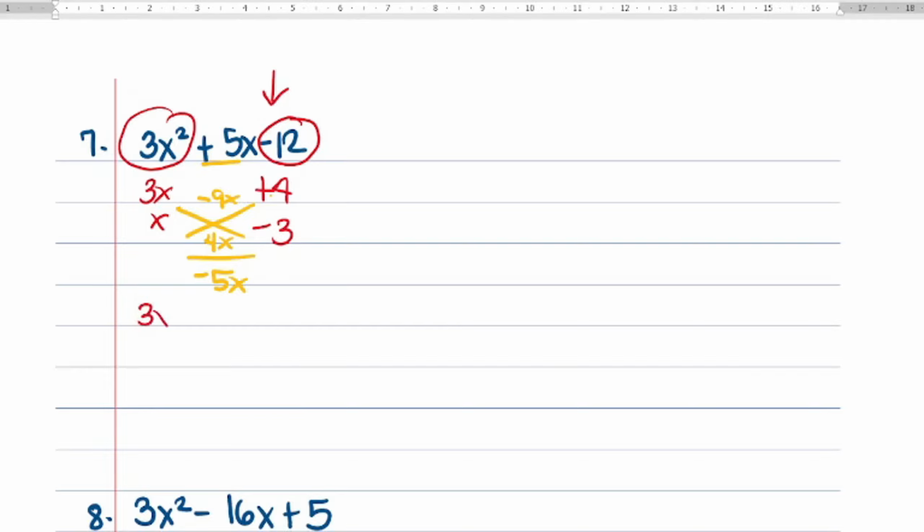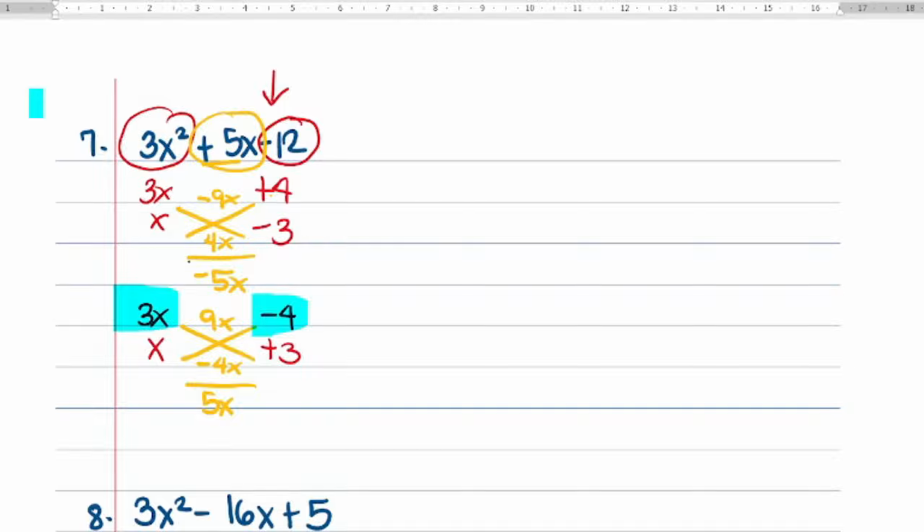Let's try it again. 3x and x. 4 will be negative and 3 will be positive. So, it fits now, no? That would be 9x and this will be negative 4x. So, if we add them, it's already equal to the middle term. So, very good. We're just going to write the final answer now. Copy them horizontally. So 3x minus 4 is the partner, and next, x plus 3 is the partner.